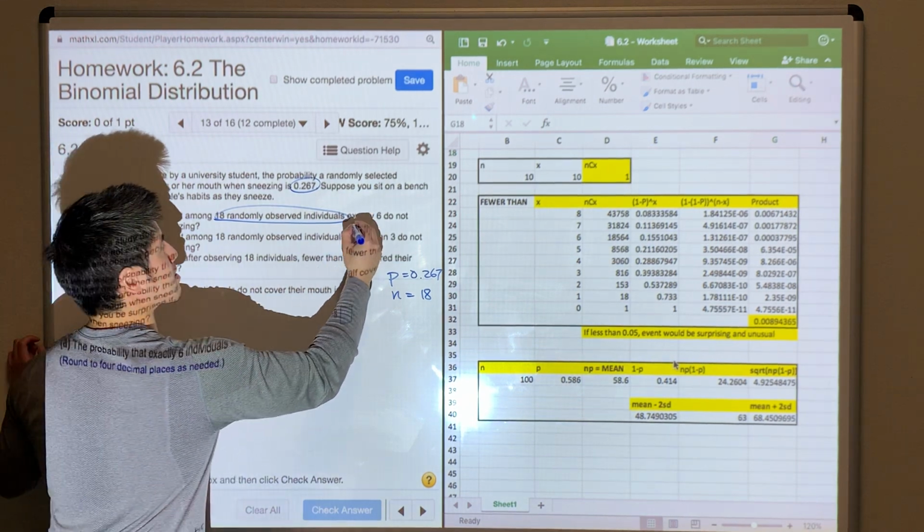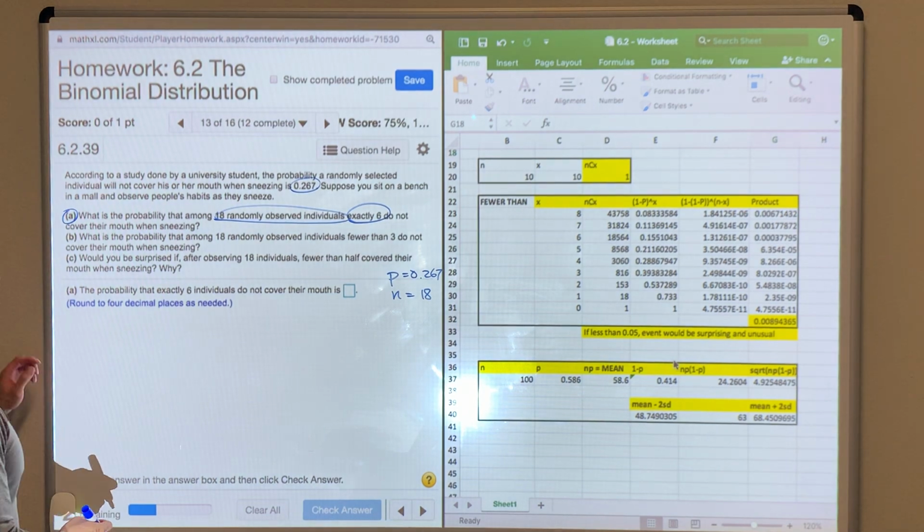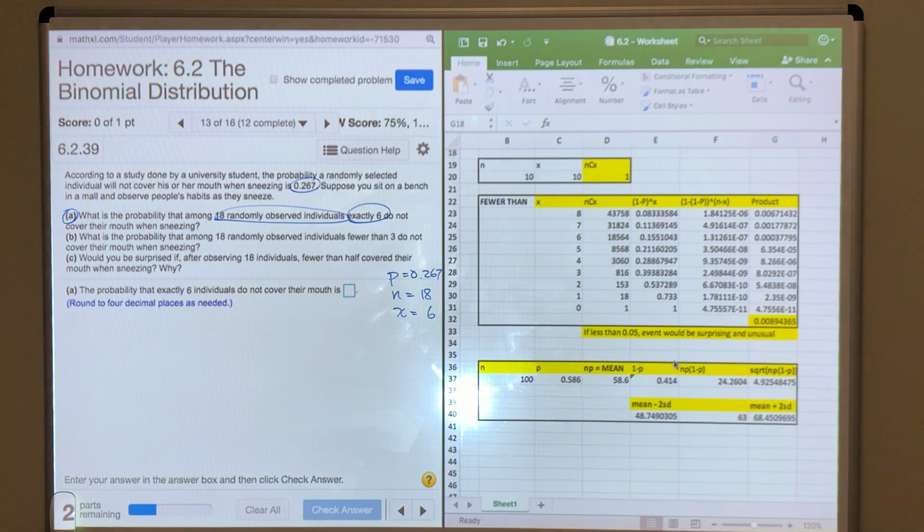Exactly 6. Exactly 6. Here we go. That's the kind of stuff that we've been talking about. Exactly 6. What is that? Your X. And now I have the information to go do the first part. That's just a straight up calculation for one of them.